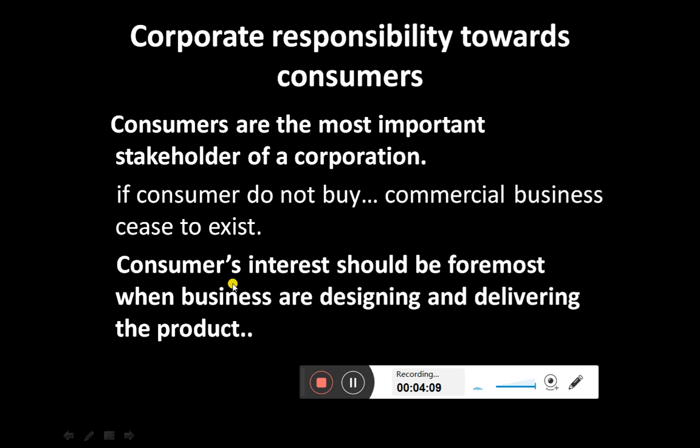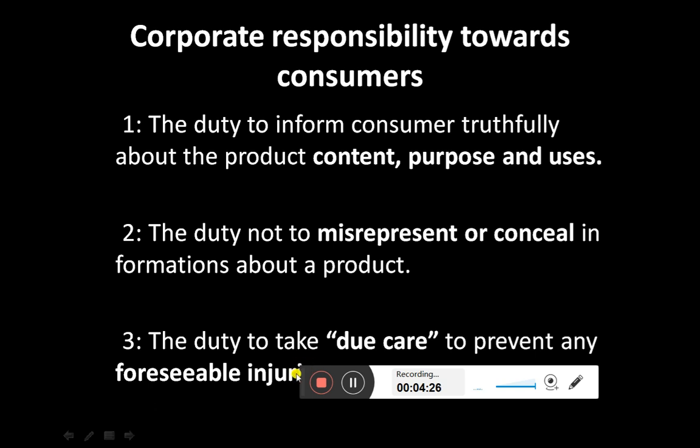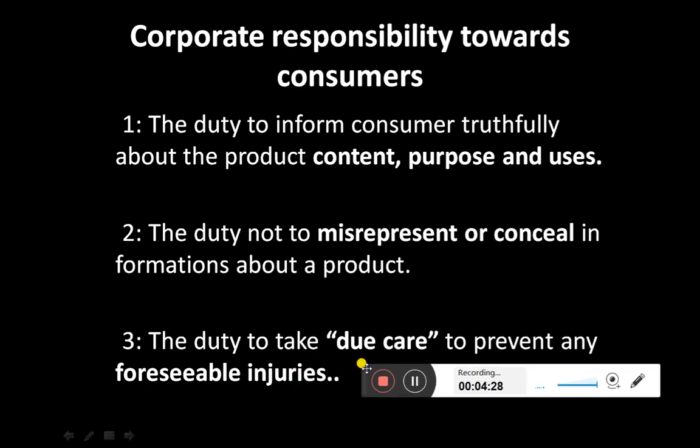So whenever businesses design and deliver their products, they must make policies, and these policies must be according to the consumer interest. It means that consumers, as external stakeholders, have a direct impact on organizational businesses.